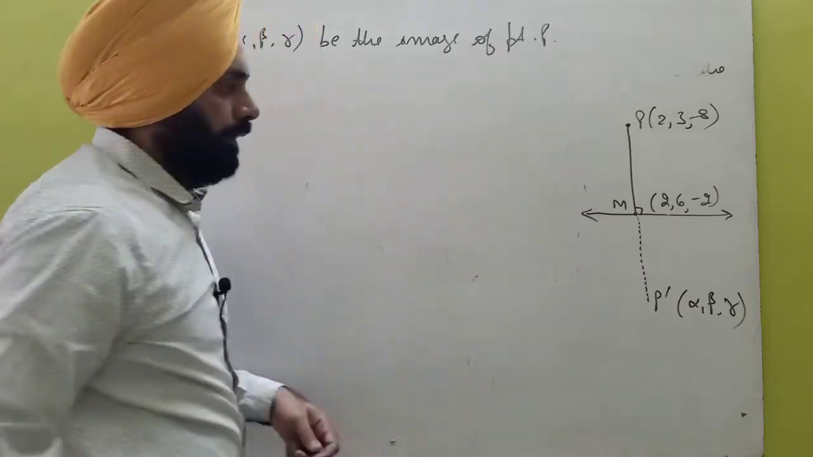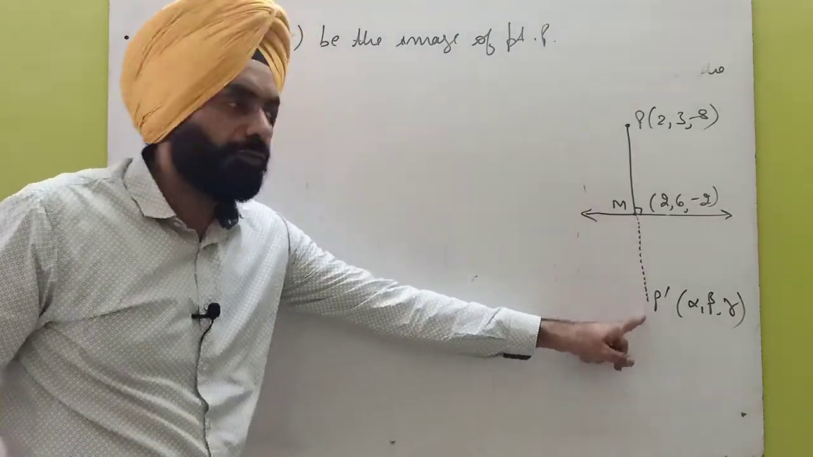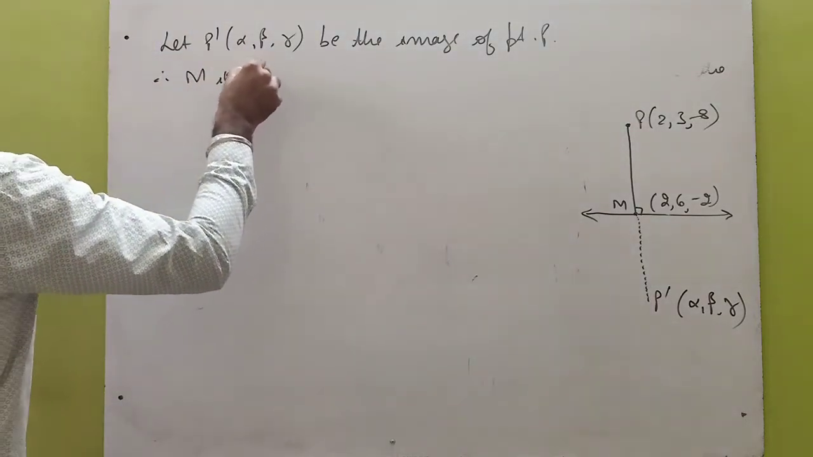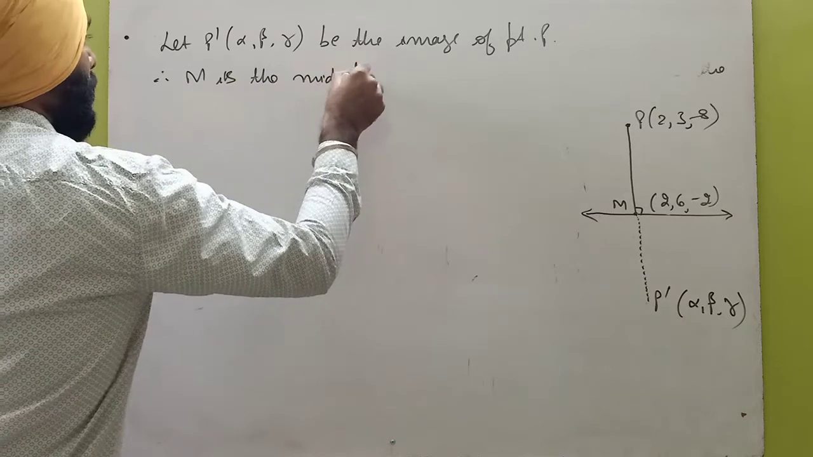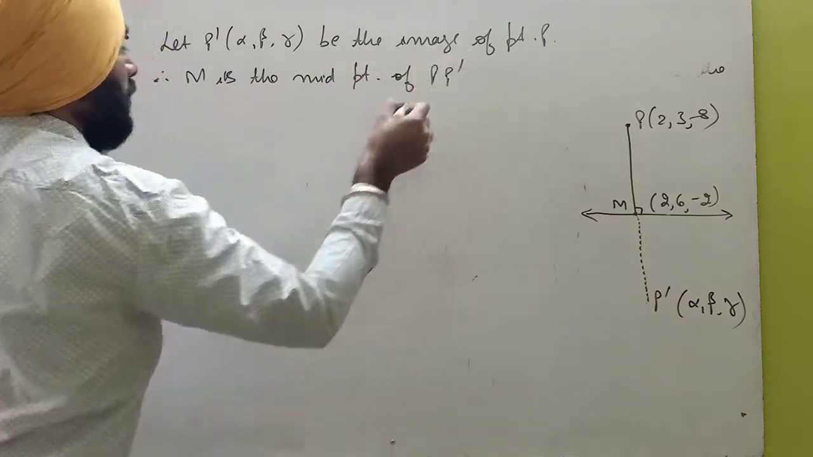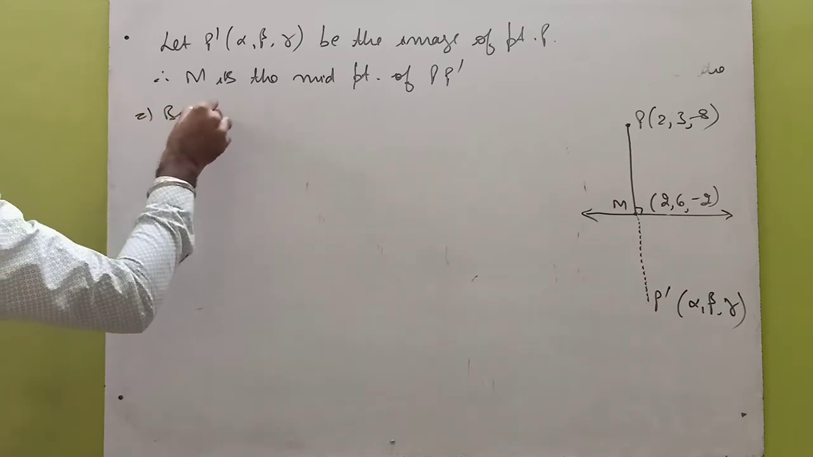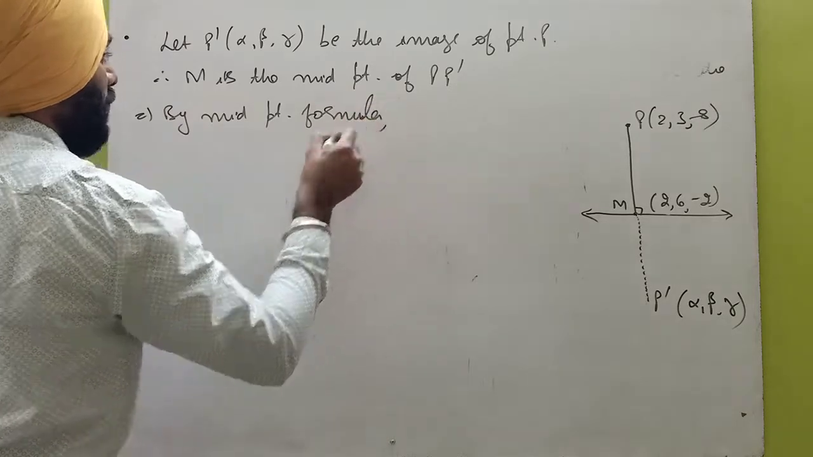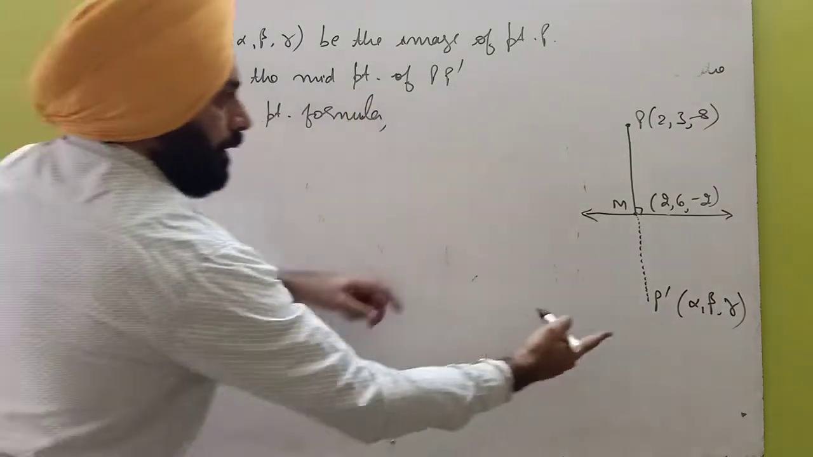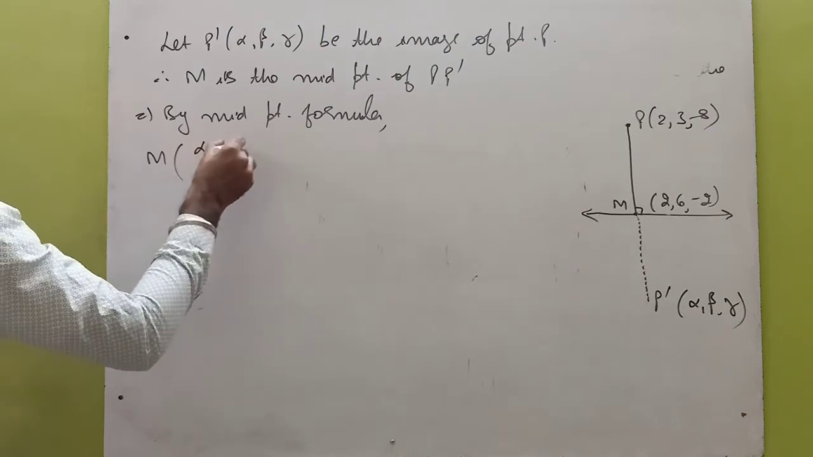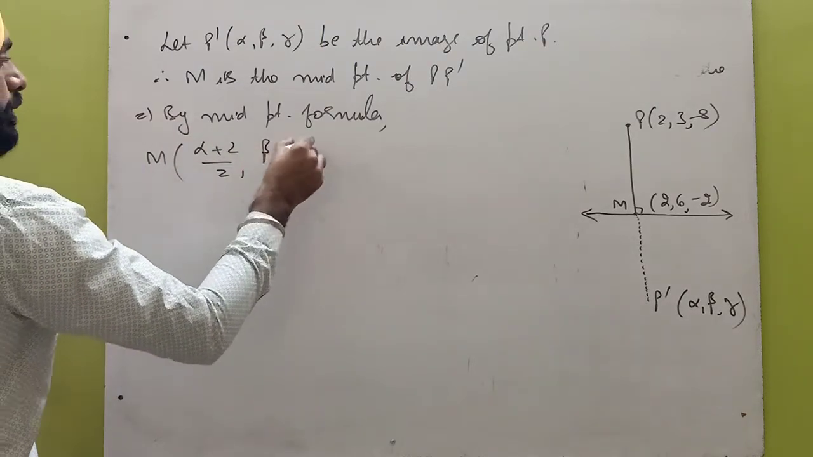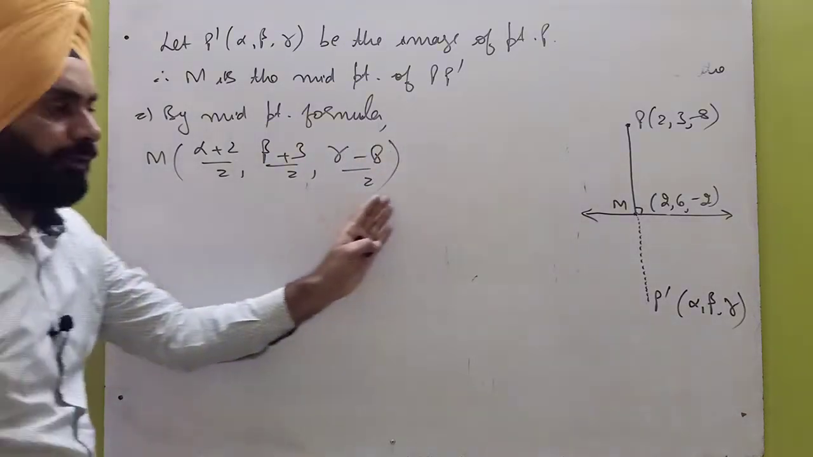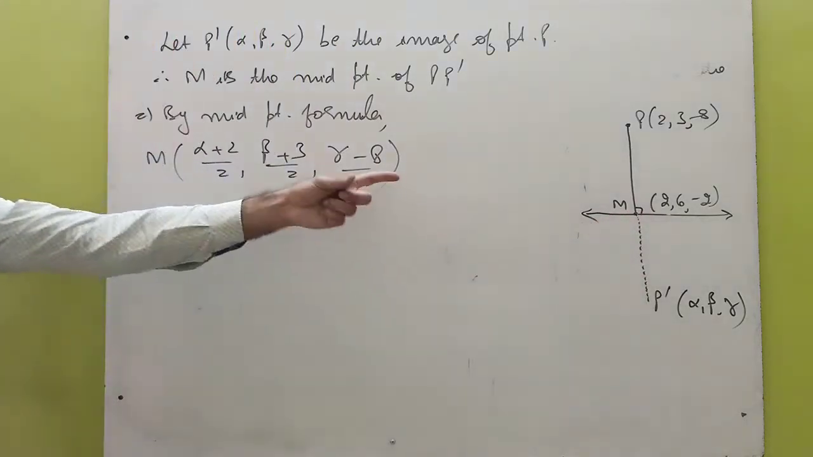point P. If P dash is the image of the point P, then M is the midpoint of PP dash. It means by midpoint formula, so apply the midpoint formula. Coordinates of M are alpha plus 2 by 2, beta plus 3 by 2, and gamma minus 8 by 2. So these are the coordinates of point M. But we know that the coordinates of point M are 2, 6, minus 2.